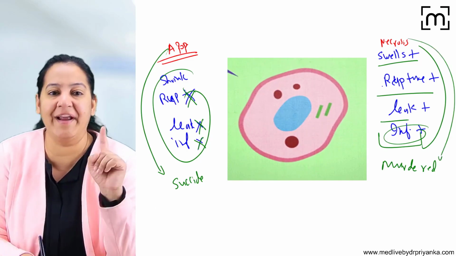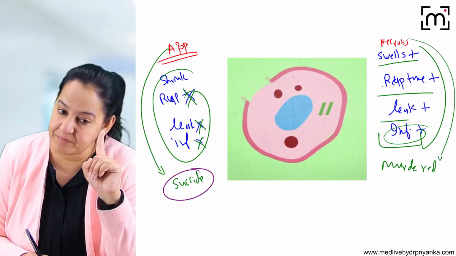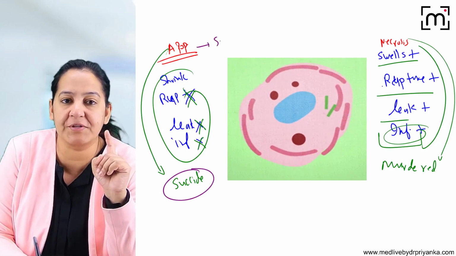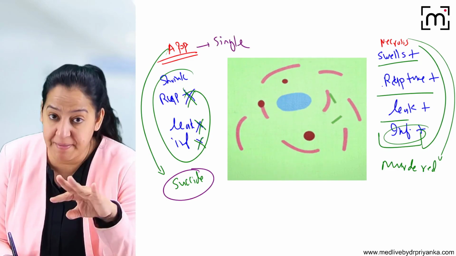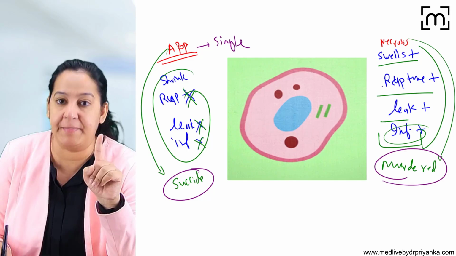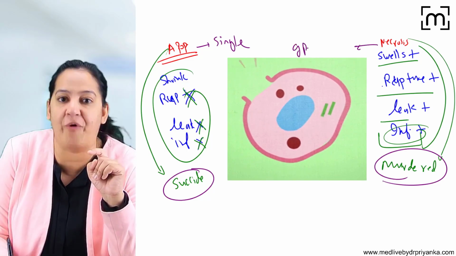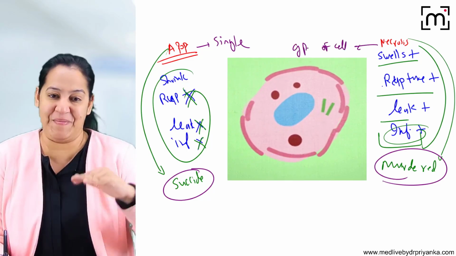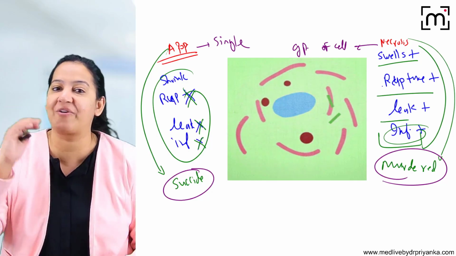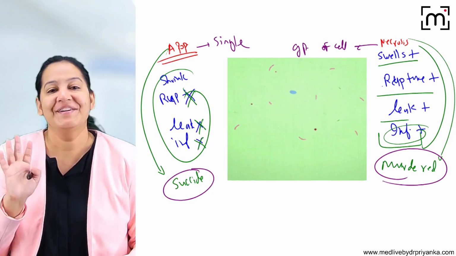One more thing you can correlate, suicide is done by one person. So apoptosis occurs in a single cell, but multiple persons can be murdered together at one time. So necrosis occurs in a group of cells. That is how we can compare apoptosis with suicide and necrosis with murder. I hope you all got it. So this is the thing.